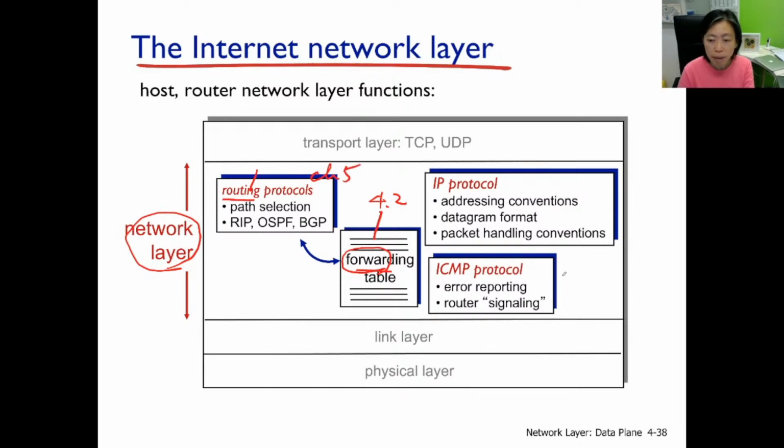Another thing we'll talk about in Chapter 5 is ICMP. This is one of those management protocols. Just like routing, management is also one of the control plane functions. So we'll be talking about ICMP later in Chapter 5. What's left in Chapter 4 is just the IP protocol.